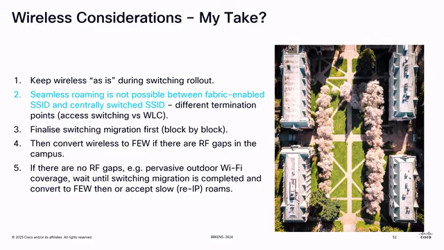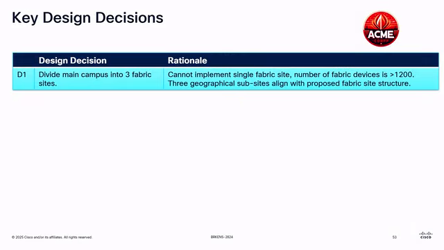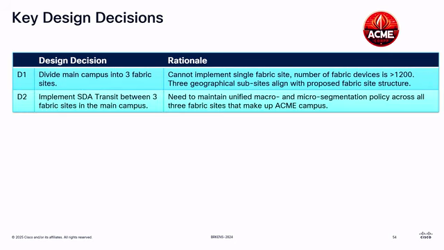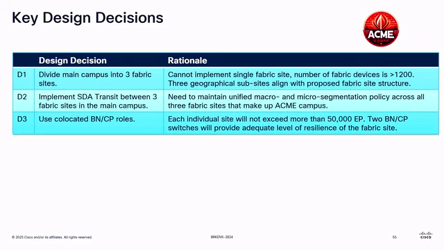OK, cool. So we're almost done with our high-level design, well, detailed design. And as such, we have summarized our key design decisions, just as a refresher. We're going to have a single main campus site split into 3 different fabric sites, purely based on the sheer scale of the switches. Because we're splitting the sites, but it's still part of the same campus, we're going to glue them together using SDA transit. We will be using collocated control plane border nodes on the core switches, because the scale of each individual fabric site is not going to exceed 50,000.